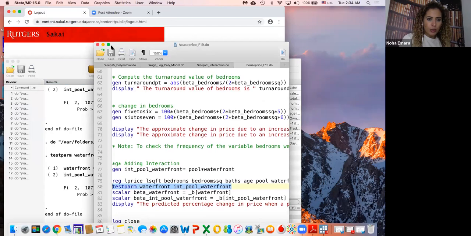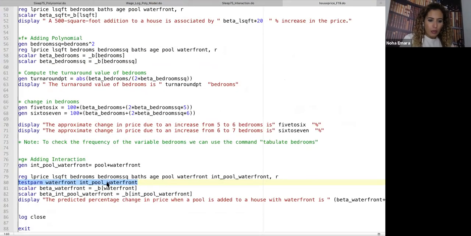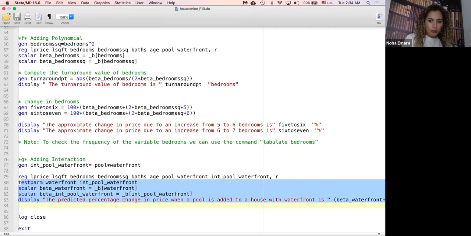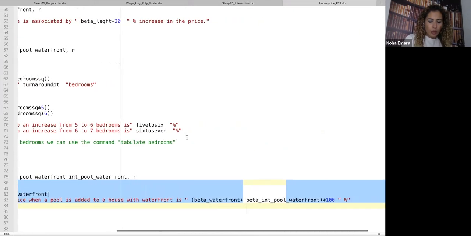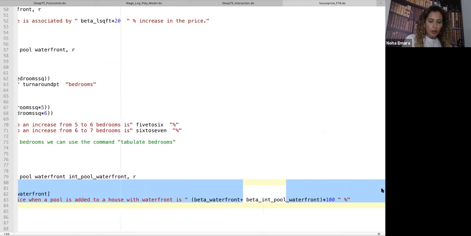Now I need to answer a question like, what is the predicted percentage change in price when a pool is added to a house with waterfront. You need to get out of this regression the effect of the waterfront and the effect of pool. These are the scalars, so you generate them and answer the question. Remember the price is in log and the waterfront is linear, so you will need to multiply by 100 and add the percentage symbol.